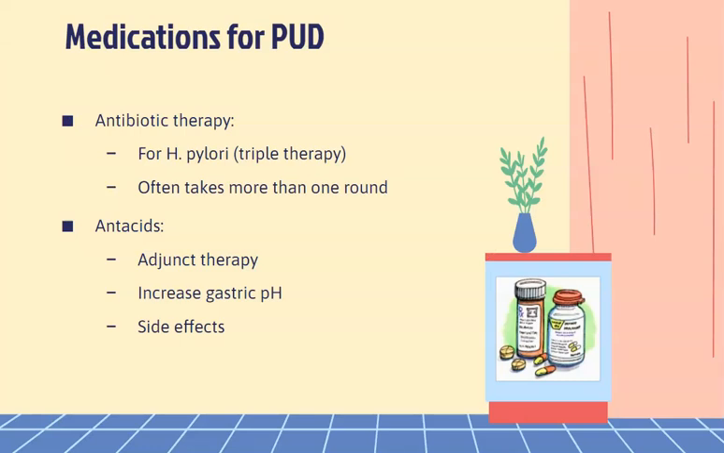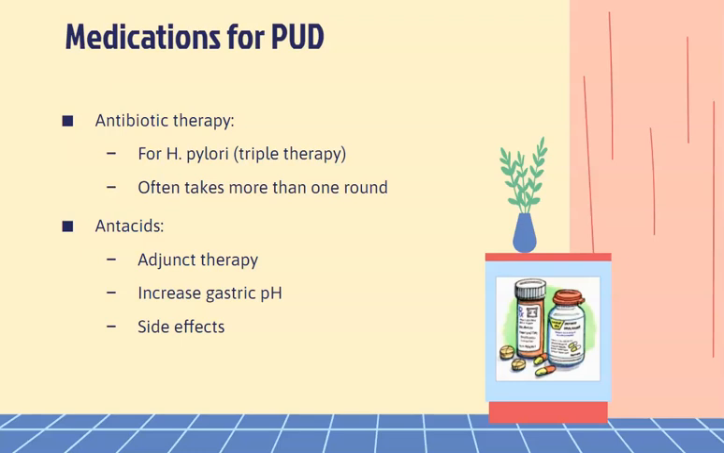Some other medications, if we are looking specifically at an H. pylori infection, we're looking at triple therapy. So that's going to be 2 antibiotic medications and 1 anti-secretory medication, so either an H2 receptor blocker or a proton pump inhibitor. There may sometimes be mention of a quadruple therapy where they would use 2 antibiotics and then both an H2 receptor blocker and a PPI medication.